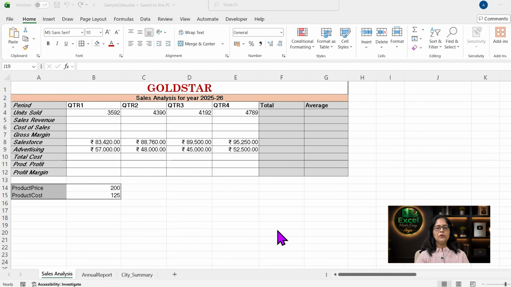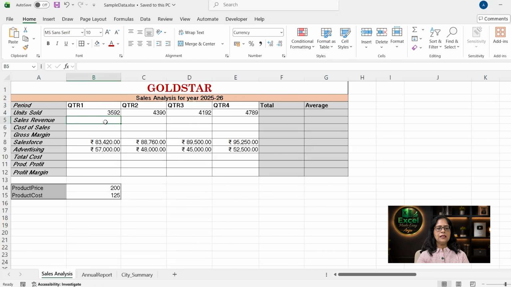So here we are going to start with an Excel sheet where we are writing the formula for quarterly data calculation, and at the end we will be doing the total and average for the whole year. I'm using one cell for calculating sales revenue, and the units sold are already given. There is a product price and a product cost, and it is seen that the product price and the cost remain the same throughout the quarters. So in every quarter, the same price will be used.